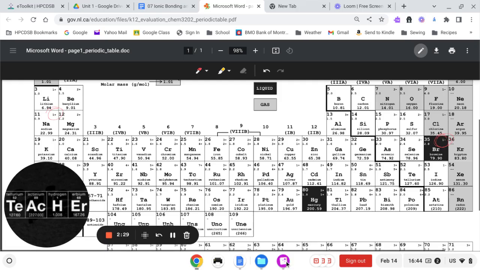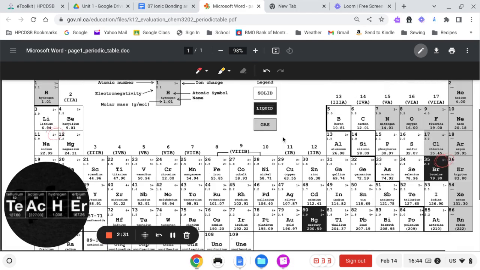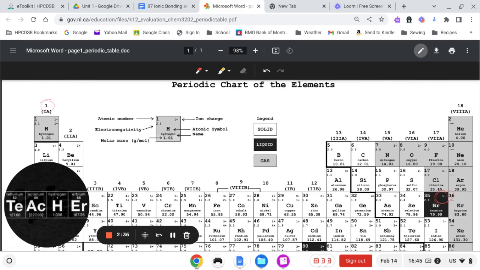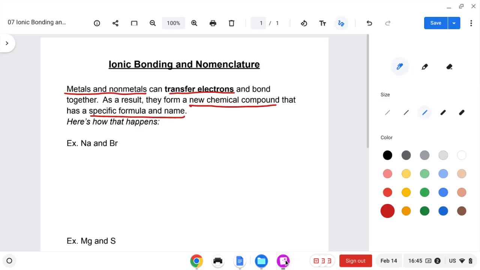So we need to be aware of the valence electrons for both of these. And again, sodium is sitting in group 1, so he has 1 valence electron. Bromine is sitting in group 17. He does not have 17 valence electrons, but he has 7. Okay, so we're going to bring that together and we're going to show the bonding that occurs.